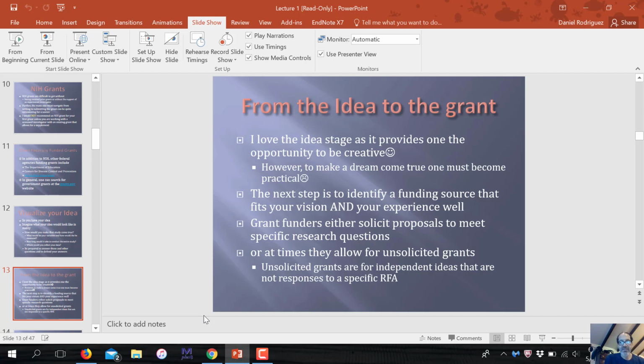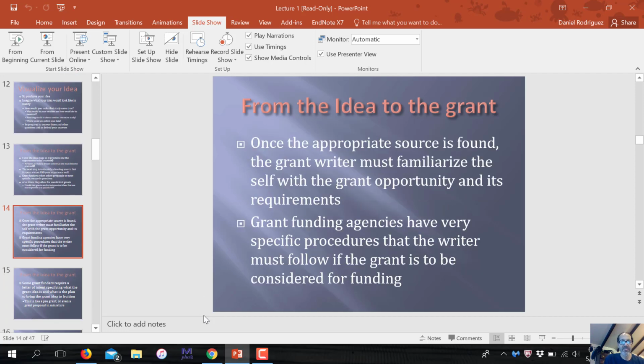Then the next thing you have to do is identify the funding source. Now, grant funders either solicit proposals to meet specific research questions, or they have what are called unsolicited grant opportunities. But unsolicited grant opportunities are like an umbrella term under which you can apply for whatever idea you want, as long as it fits under the umbrella term.